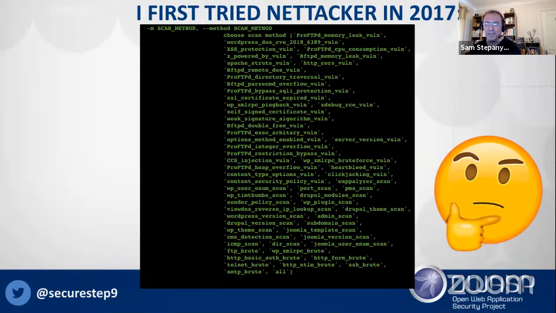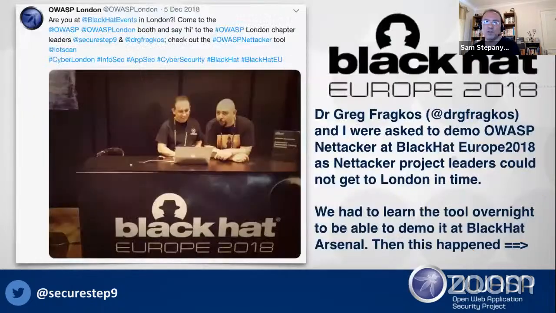And little did I know, but in 2018, I actually had to meet that project again because I received an email from OWASP Nettacker project leaders saying, hello, OWASP London chapter leaders, we are supposed to be presenting Nettacker at the Blackhat Europe 2018 conference, but we have a problem. We cannot get to London in time. Can you please present this project for us? And we said, okay, let's do this.